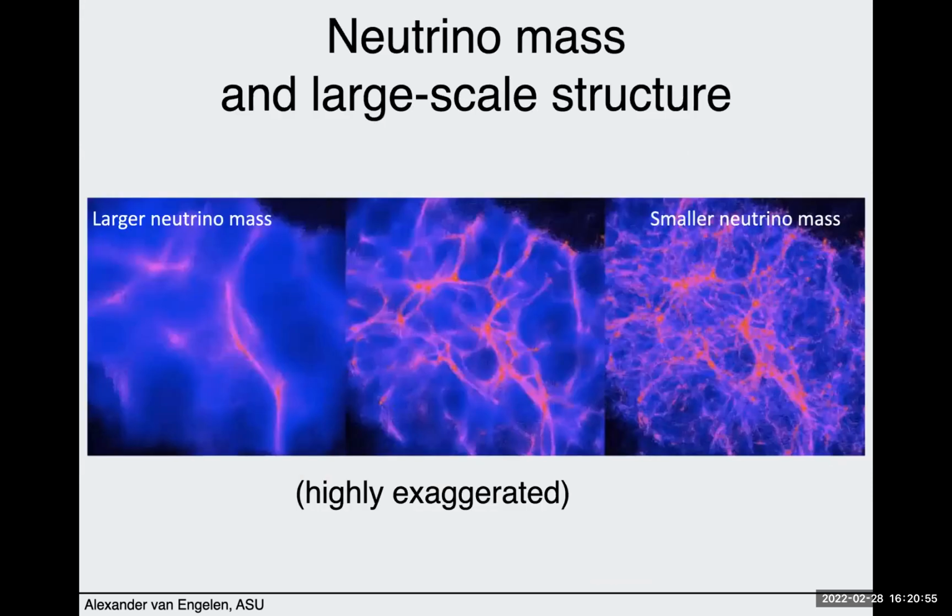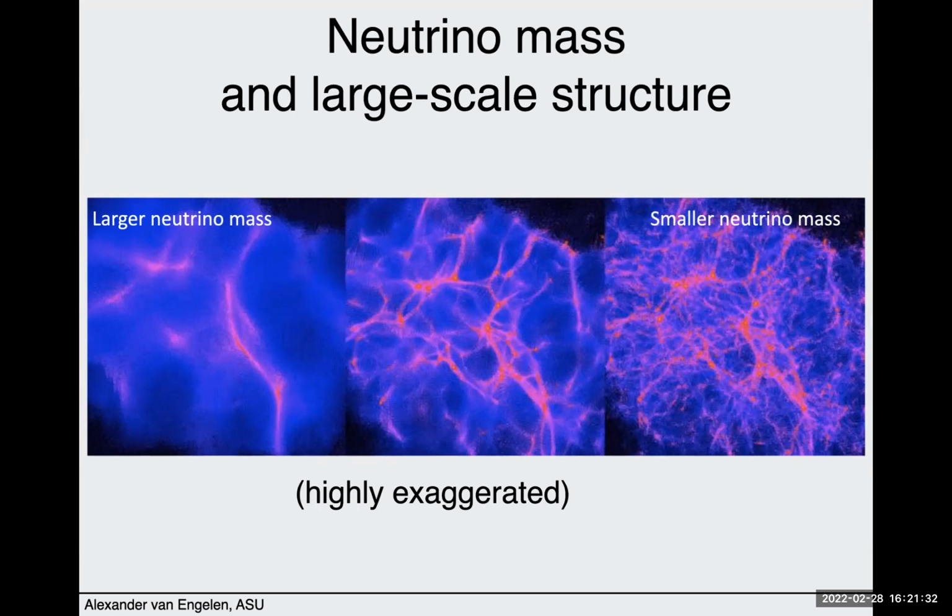Okay, why do we want to measure this? So one reason to do this is neutrino mass. So here's a kind of cartoon, highly exaggerated, showing you what the effect of neutrino mass is. So if you have massive neutrinos, you have some component of the matter budget that doesn't really cluster because neutrinos have a high free streaming velocity. So as you turn up the neutrino mass, you see there's less time for structure to grow appreciably than in a model with small neutrino masses.